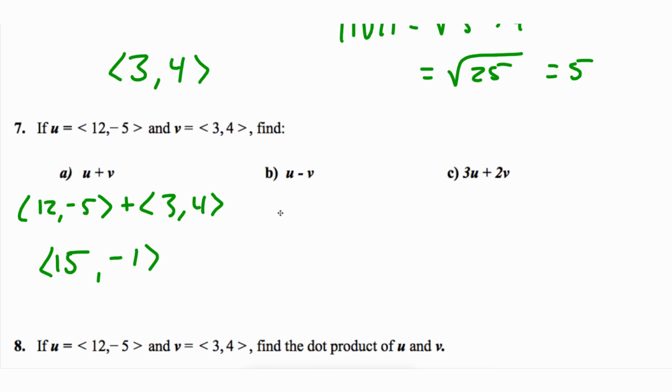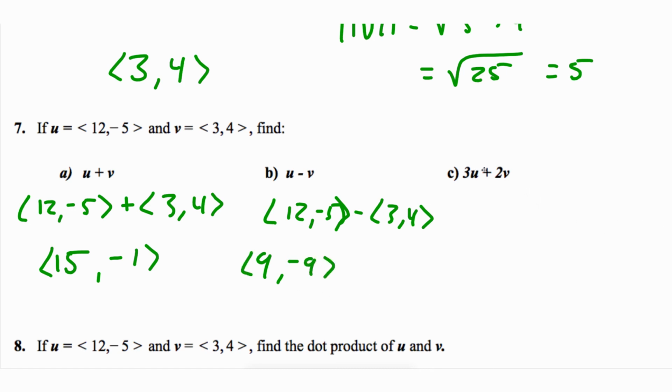Part B, we're asked to subtract these vectors. So we're going to take u, which is again our 12, negative 5, minus our v vector, which is 3, 4. And again, we're just going to subtract the components. So 12 minus 3 is 9, and negative 5 minus 4 is negative 9. So there's our new vector.